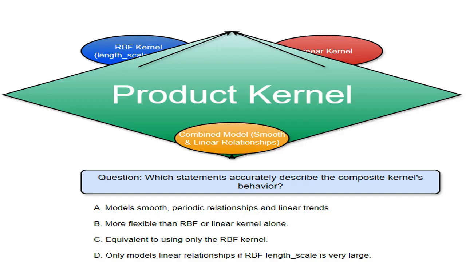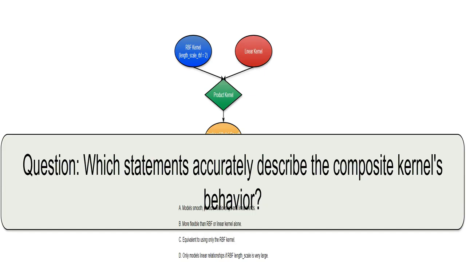This question asks you to think critically about how combining different types of kernels in Gaussian process regression, GPR, affects the model's ability to capture patterns in data. We're specifically looking at how a product kernel, which combines a radial basis function, RBF, kernel and a linear kernel, behaves. This option is partially correct. The composite kernel can model smooth relationships, because of the RBF kernel, and linear trends, because of the linear kernel. However, it doesn't magically create the ability to model periodic relationships, which neither base kernel inherently does. So, it's a bit of an overstatement.